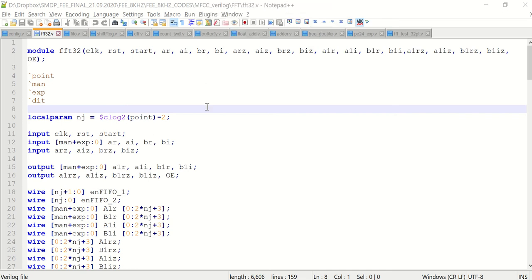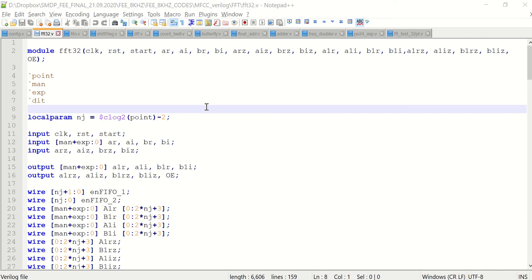This video is about the working model and simulation of 32-point FFT. So basically, FFT is a fast Fourier transform, which is a form of implementation of a discrete Fourier transform. Fourier transform is for the conversion of a time domain signal into a frequency domain signal.